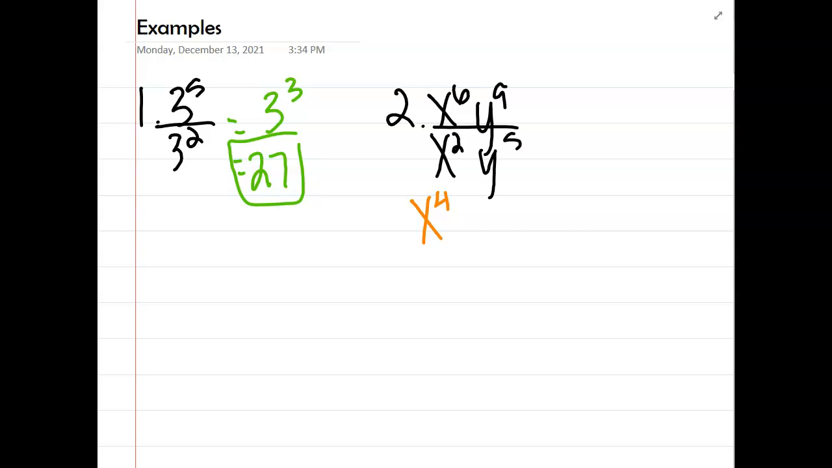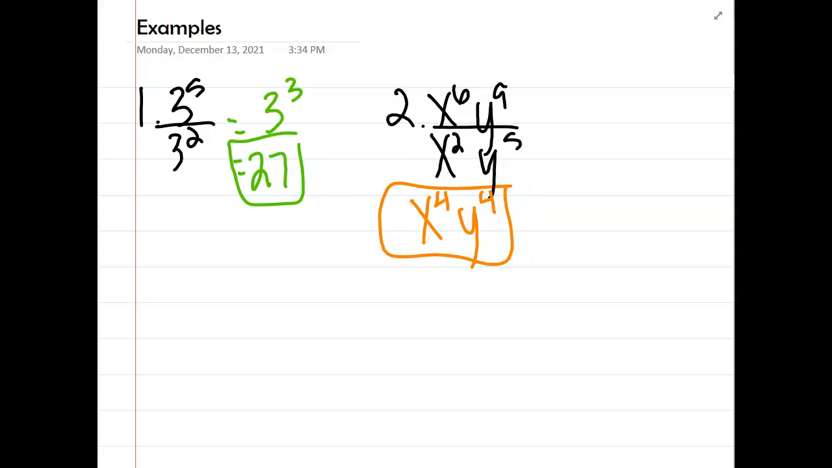Okay? And then you have y to the 9th over y to the 5th. Right? 5 of them are going to cancel out. When they cancel out, how many will be left? 4, right? 9 minus the 5 that canceled out, so you have a y to the 4th left.